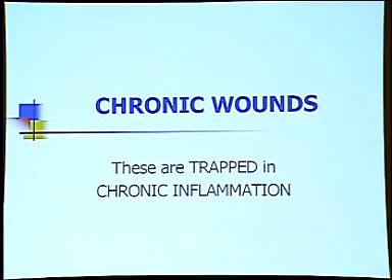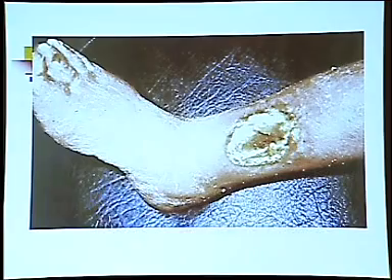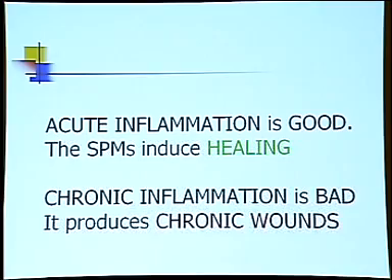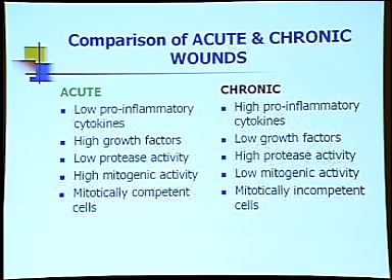And if we end by looking at chronic wounds, these are trapped in chronic inflammation. They aren't moving from inflammation to proliferation, and they can stay like that for years. Acute inflammation is good, you get healing. Chronic inflammation is bad. And there's a different group of chemicals in an acute wound which has gone on to proliferation than there is in a chronic wound that's stuck in inflammation. The acute wound has not many pro-inflammatory, but a lot of anti-inflammatory cytokines. It's got more growth factors.